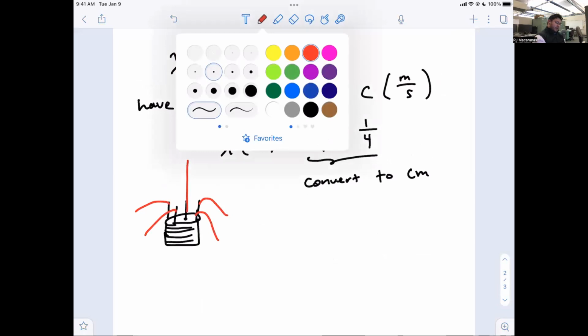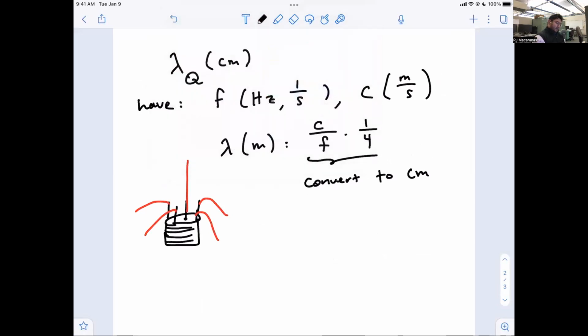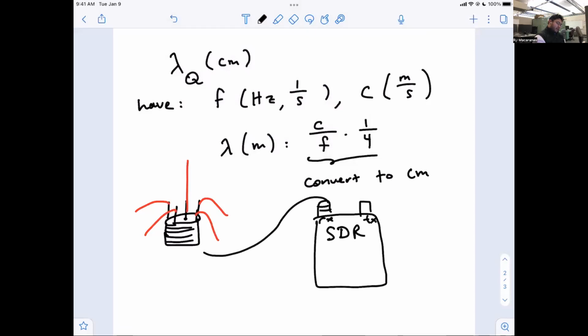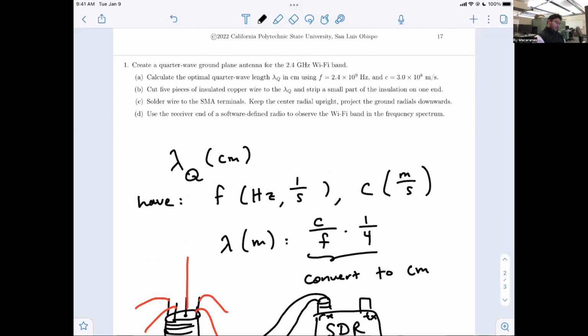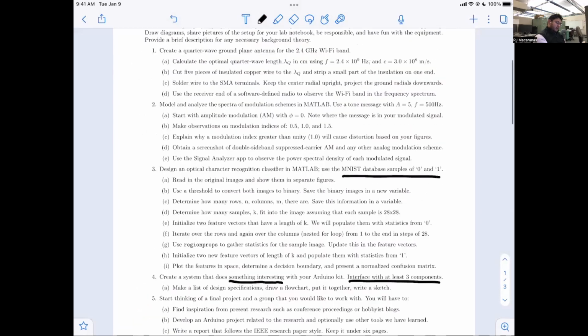And that will be that. And then what I will do is I have some SDR, and my SDR can actually receive and transmit, so RX and TX. So for this exercise, we're just going to connect this to the receiver side, and we're going to look at the spectrum on a computer. So that is for the first part here. And we can talk about part 2.